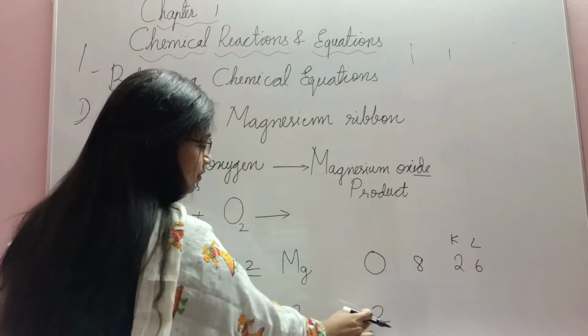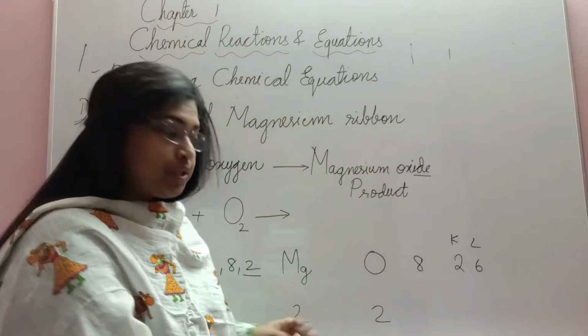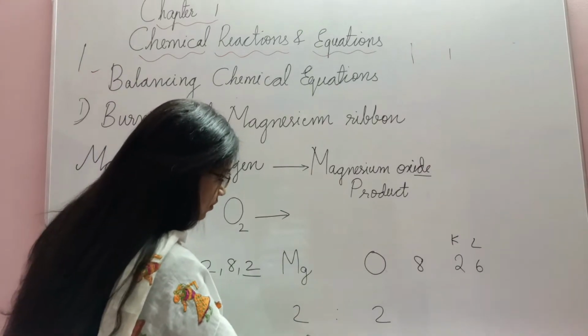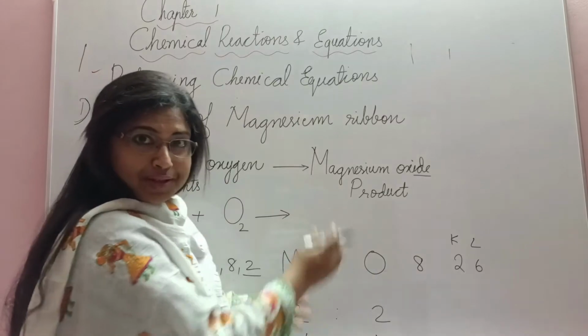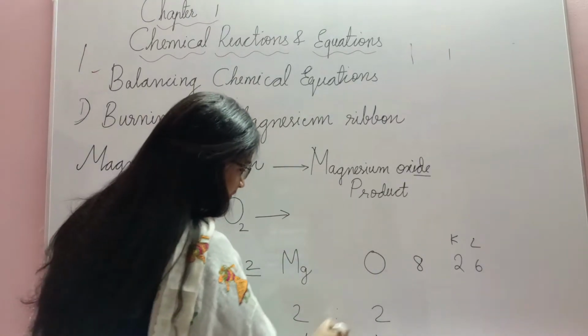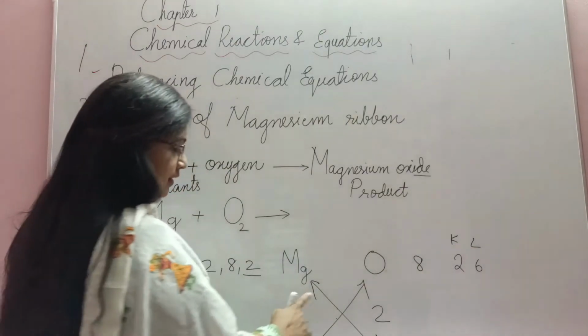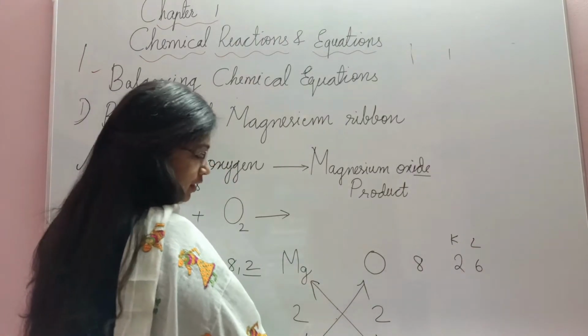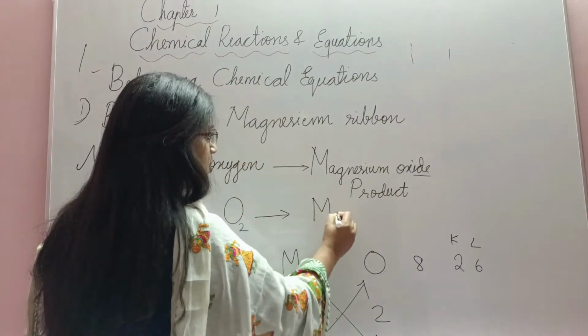Now, since both of them have the same valency, we can give the simplest ratio, that is 2:2. The simplest ratio is 1:1. Now, crossover. One magnesium and 1 oxygen. The formula will be Mg.